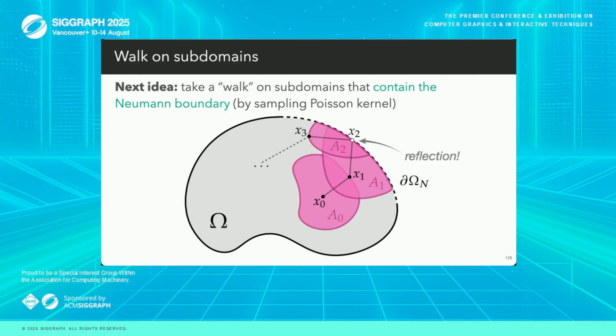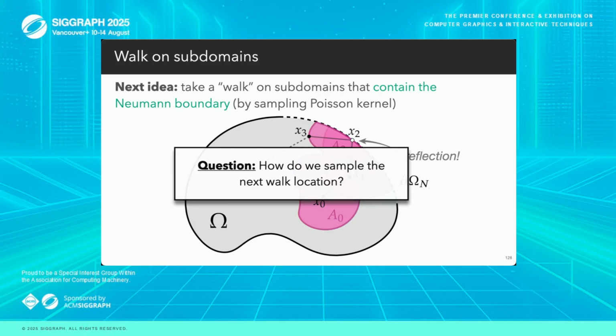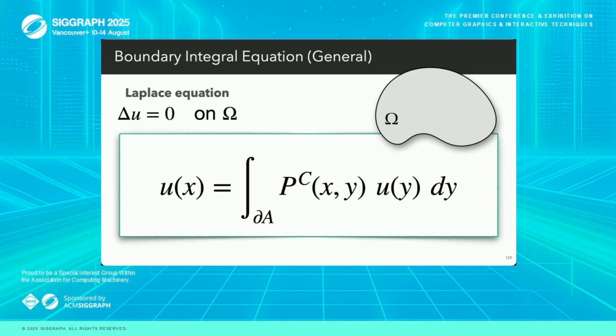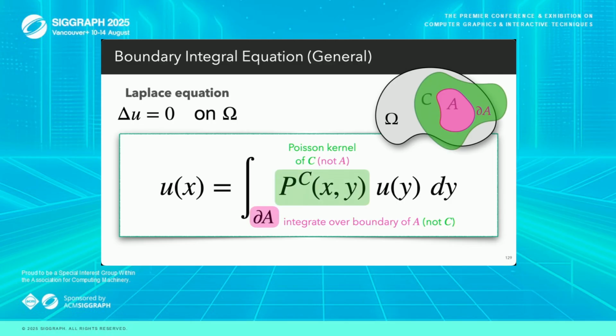So recall that the Poisson kernel isn't going to be uniform over the boundary for an arbitrary region. Fortunately, there's an even more general version of the boundary integral equation where we can take any two sets, A and C, where we integrate the Poisson kernel of C over the boundary of A. And this gives us a lot more options to design our algorithm.